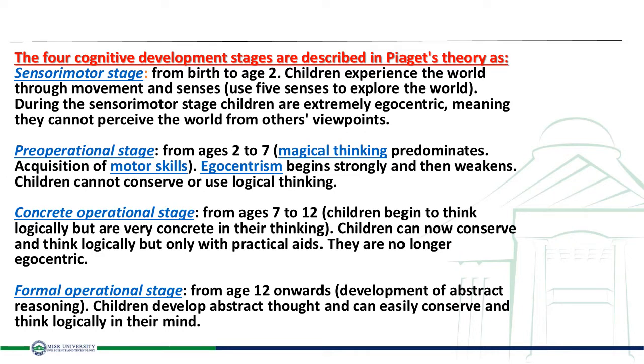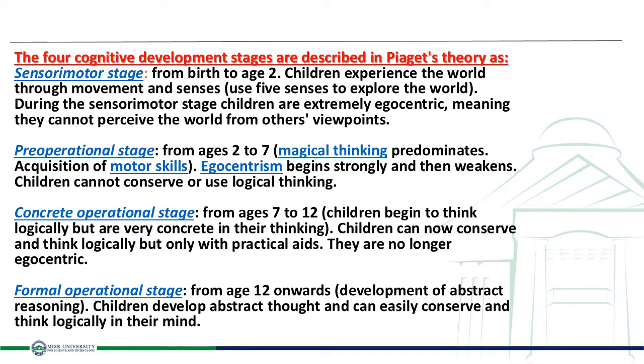To sum up, we have four stages, and the order is as follows: sensory motor, pre-operational, concrete operational, and formal operational. The first one is from birth to age 2. The second one from 2 to 7. The third one from 7 to 12. And the last one from age 12 onwards.